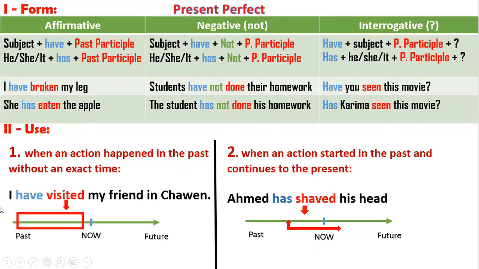So the first use, for the first example we used, I have visited my friend in Shawan. When an action happened in the past, without an exact time. We don't have a time indicator. We don't know when exactly in the past. We only know it is the past.